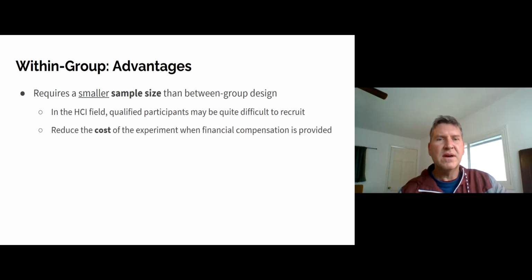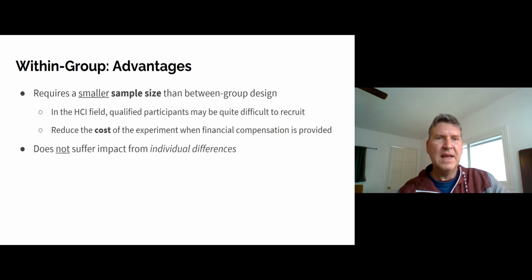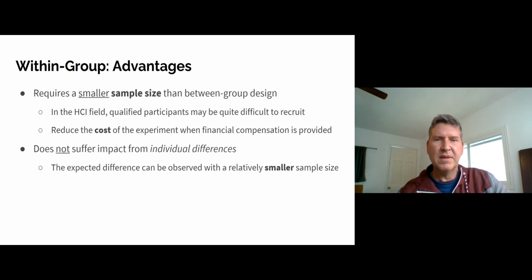This will reduce the cost because typically you have to compensate the participants somehow. And if you say offer them $10 to take the test, when you have more participants, it's going to require more cost. It does not suffer from individual differences as much. And the expected difference can be observed with much smaller sample size. With the 3 conditions, it could be 1/3.